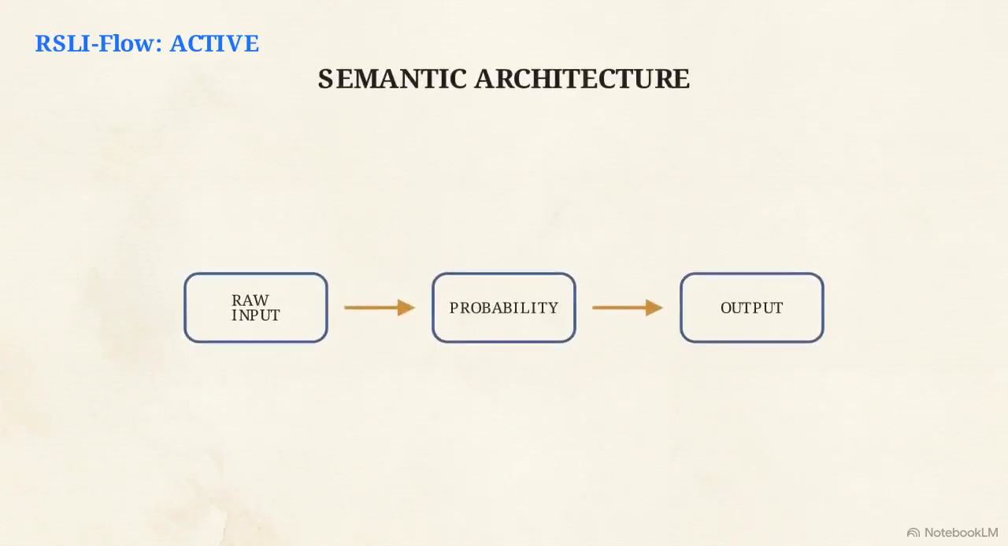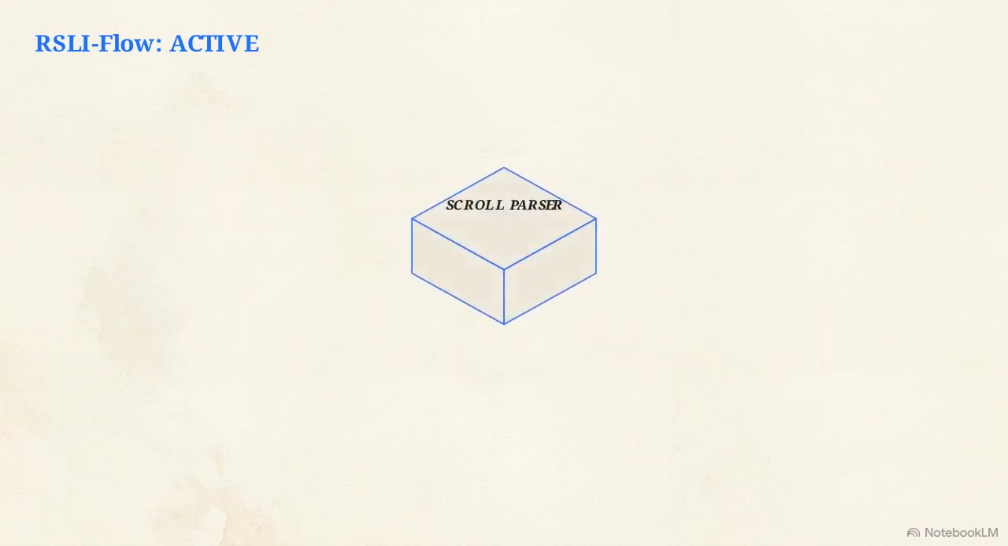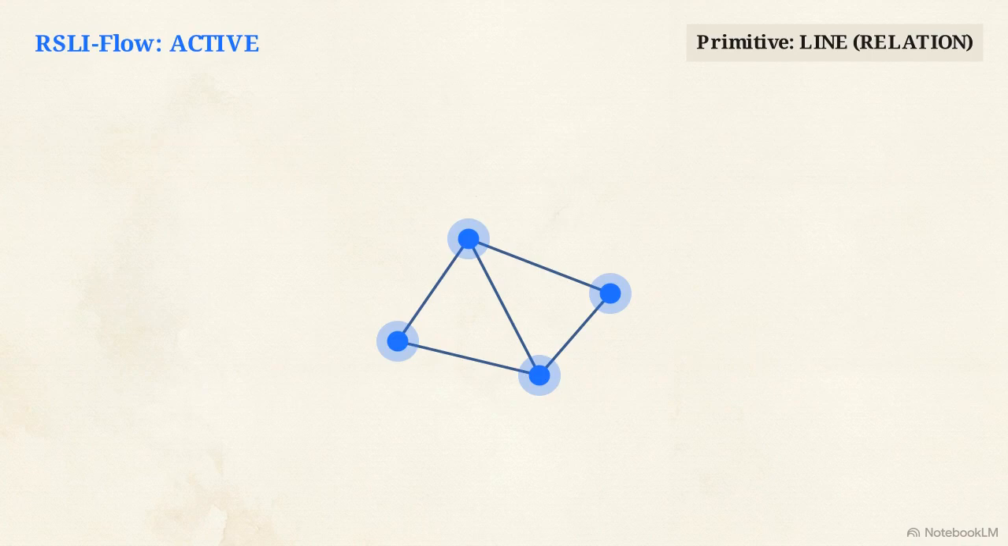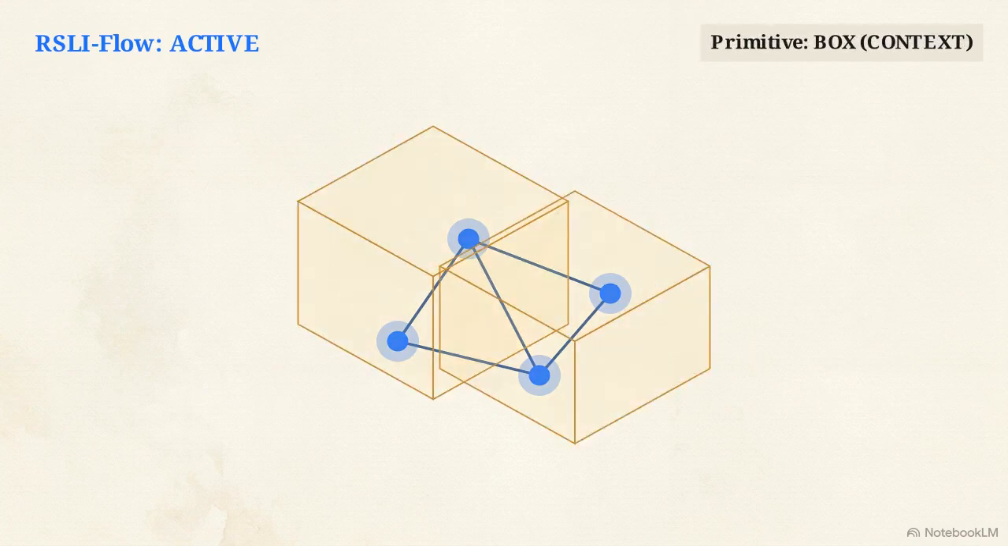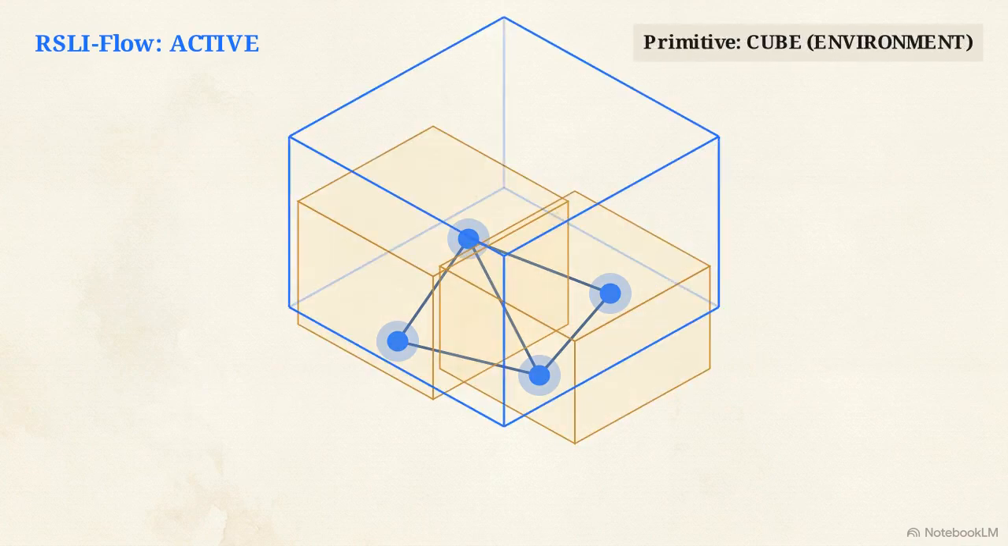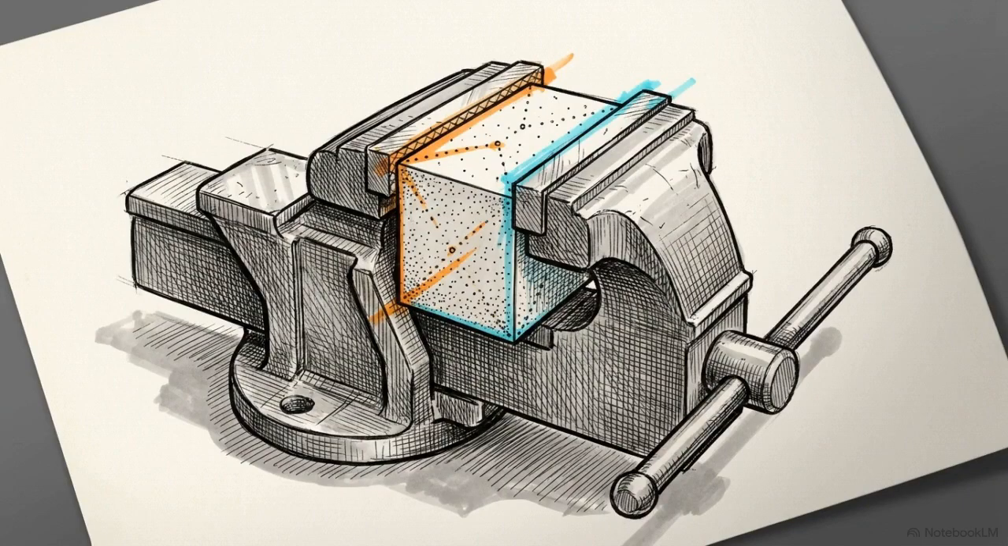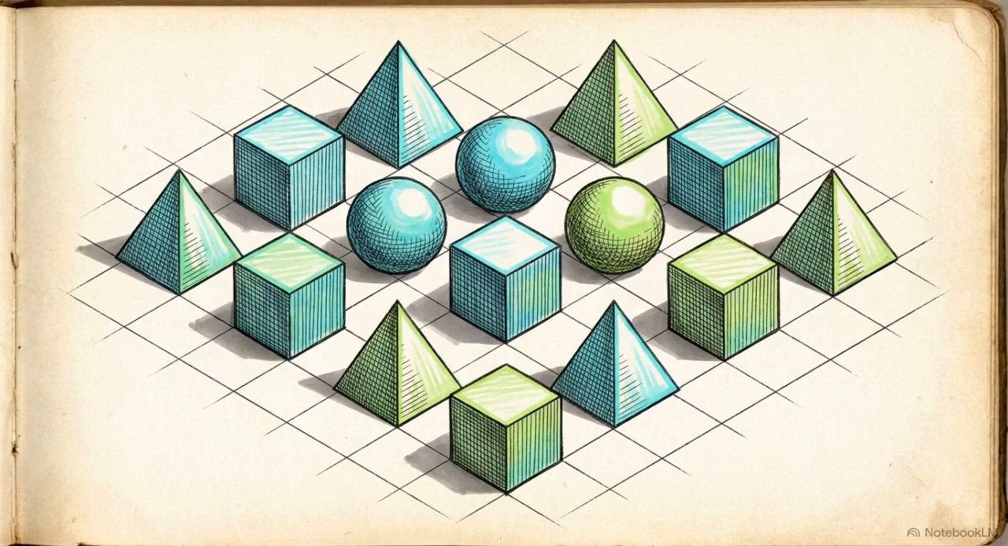The RSLI flow pipeline begins by translating raw user intent into reflective language primitives. Meaning is structured geographically. Points serve as semantic seeds, while lines define the relationships between them. Boxes establish bounded contexts, and cubes create volumetric environments. This geometric translation enforces a spatial constraint on the LLM. The intent is organized into a rigid topology before the model begins calculating individual tokens.